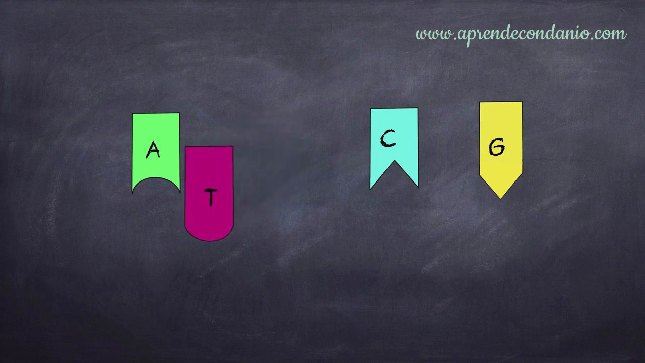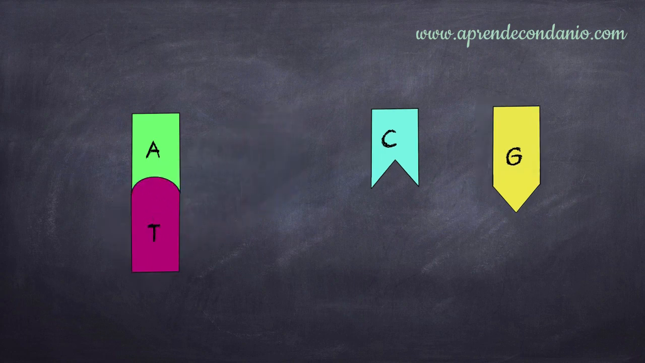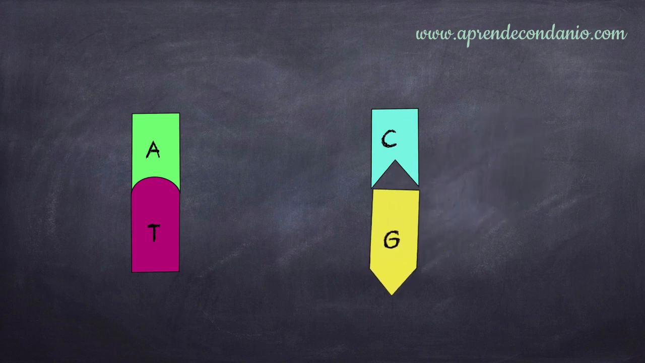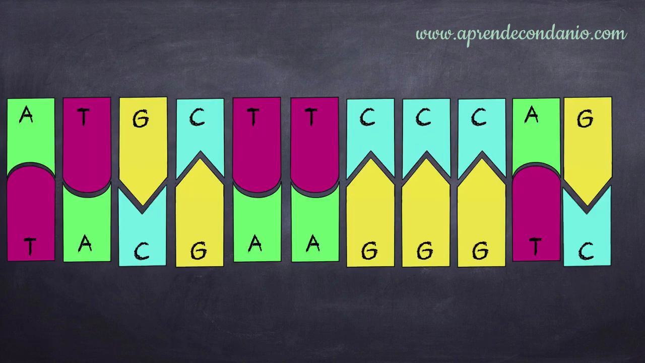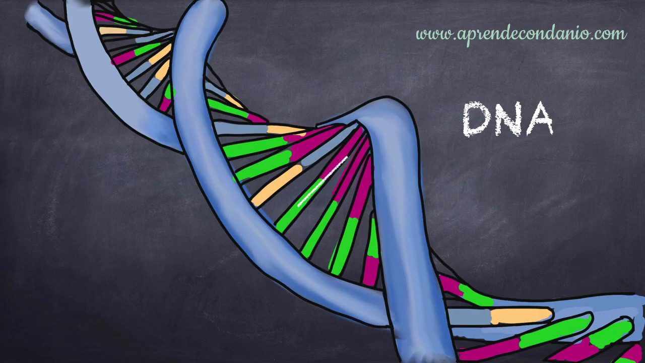Adenine is thymine's best friend, and they fit in very well. And the cytosine is the best friend of the guanine, and they also fit in very well. In the nucleus of the cell, this information is in the form of a double chain, each letter with its friend opposite it, forming a molecule we know as the deoxyribonucleic acid, DNA, that is shaped like a double helix.